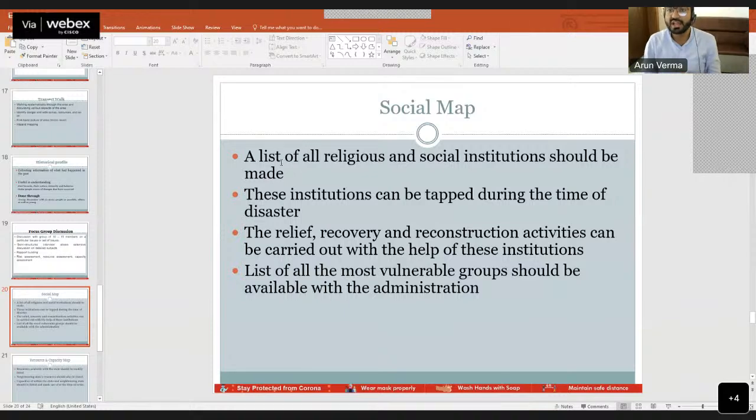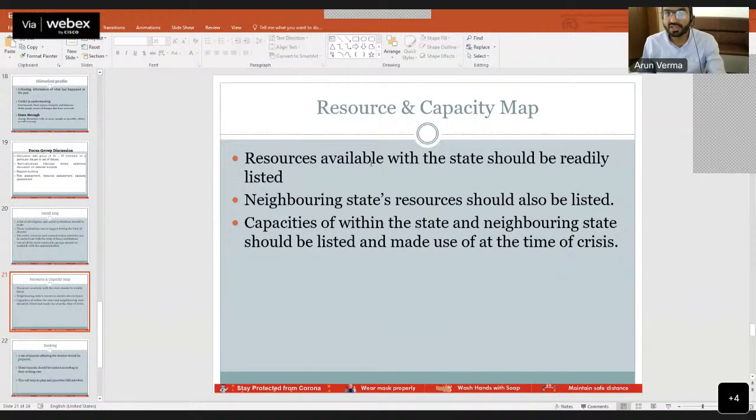Social institutions means training institutes, institutions, Government of India institutes. We should also demarcate them on our DM plan. Resources and capacities: as I already told you, we should know where our capacities are, where our police is stationed, where our resource holders are, where we have fire services, where we have hospitals.